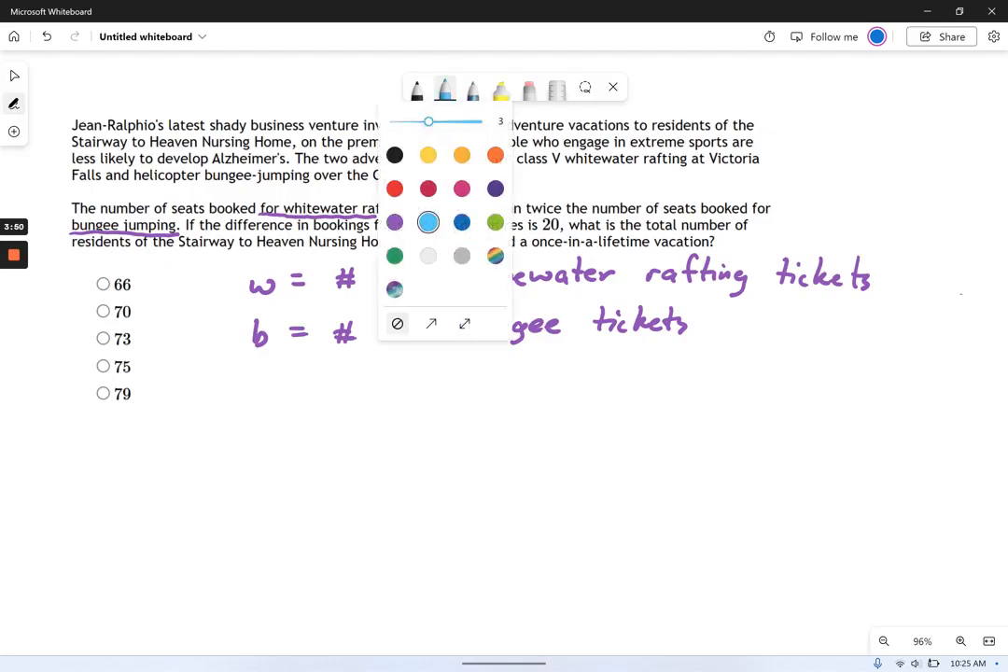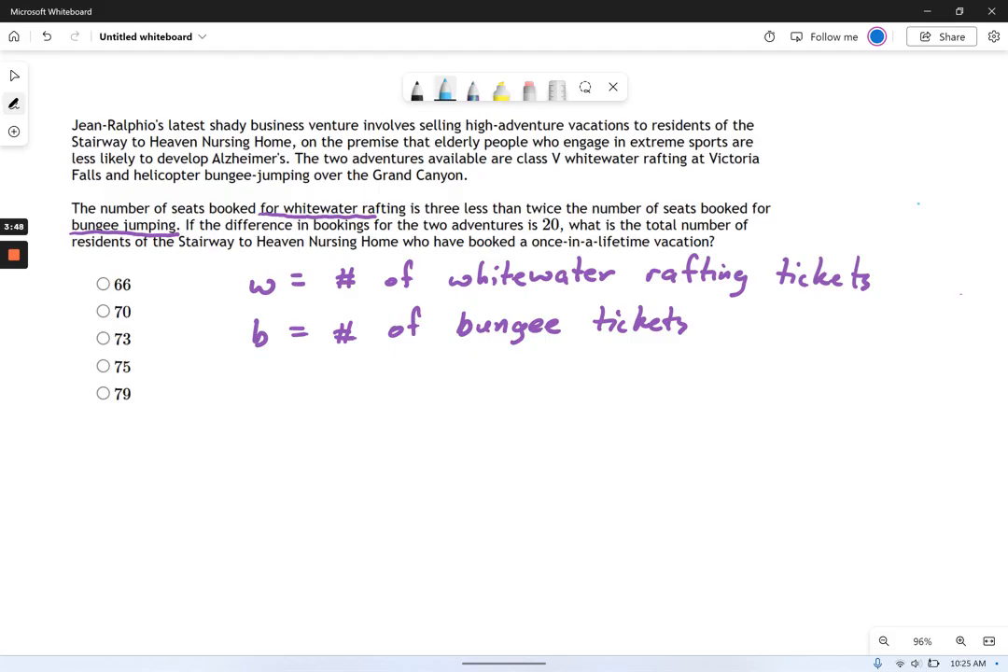Let me use a different color ink for these things. So the number of seats for whitewater rafting is 3 less than twice the number of seats for bungee jumping. So when you see that word is, that means equals. That means we can say W equals 3 less than twice the seats for bungee jumping. So twice the seats for bungee jumping is 2B, and 3 less than 2B is 2B minus 3. So that's my first equation.